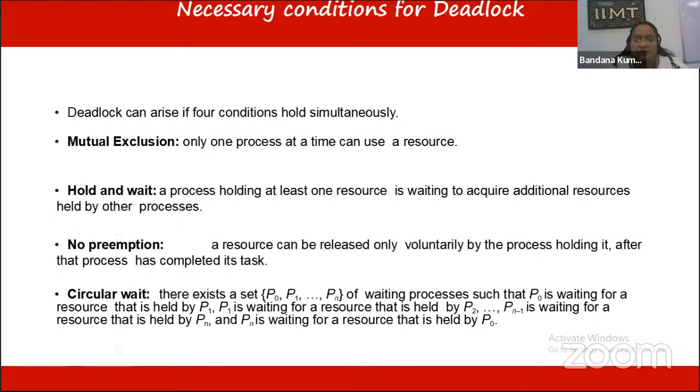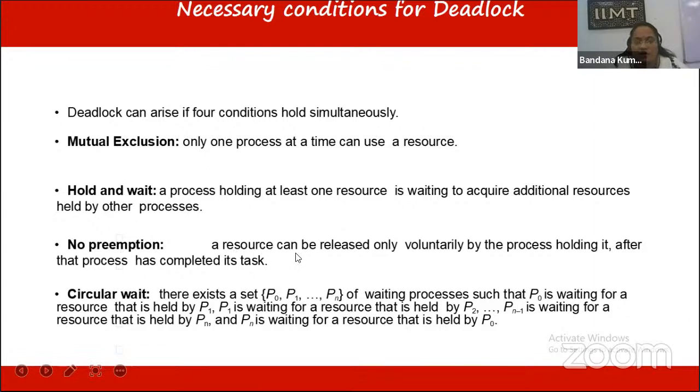Deadlock can arise if four conditions hold simultaneously. These are the four necessary conditions. If these conditions hold simultaneously, then deadlock will occur. Mutual exclusion: only one process at a time can use the resource. Hold and wait: a process holding at least one resource is waiting to acquire additional resources held by another process.